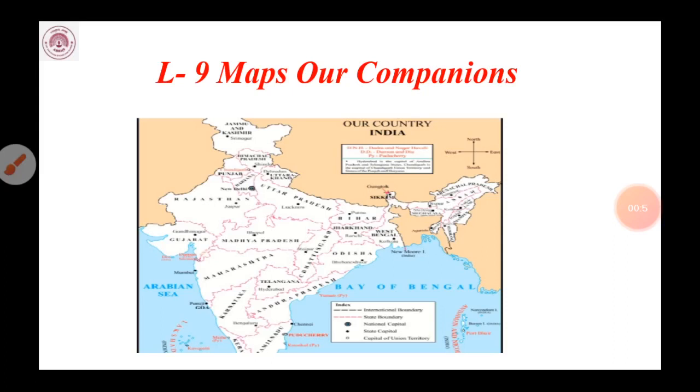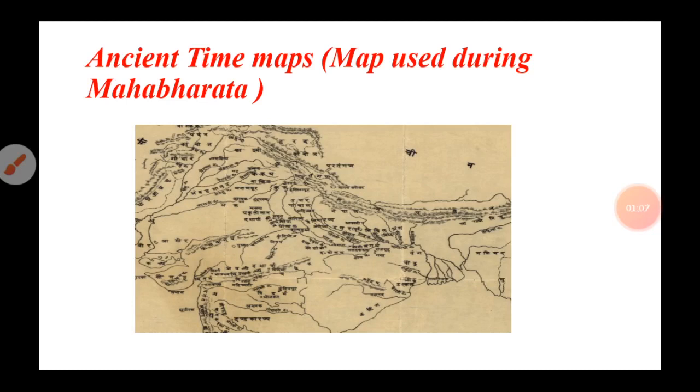So students, today we are going to learn lesson number 9, Maps are our companion. This is our India's map. In standard 4th, we have learned about maps. Man felt the need to make maps since ancient times. At that time, maps were mainly used in wars. While fighting a battle, it is important to have detailed knowledge of the terrain. It means the type of land such as mountains, plain or forest. It helps in working out strategies for defeating the enemy.